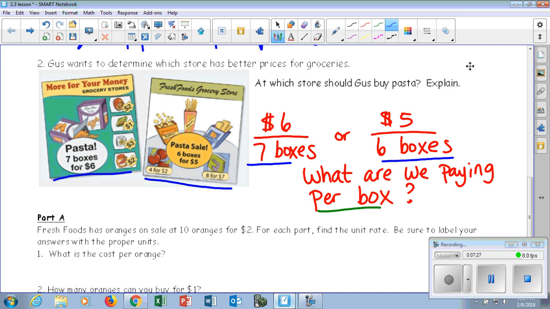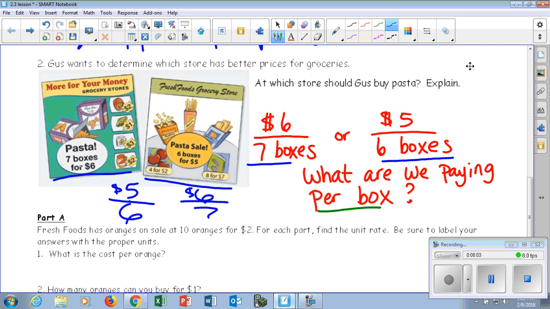Our fresh foods, which one is it? This one on the right. 6 boxes for $5. Let's write it the other way. Let's put our money on the top, just like they did up there. $5. So on the bottom is our boxes of pasta. And then over here for our grocery store, they have $6 for 7 boxes.